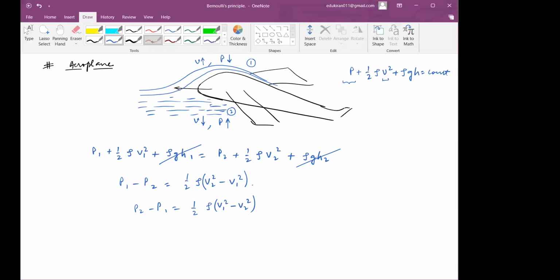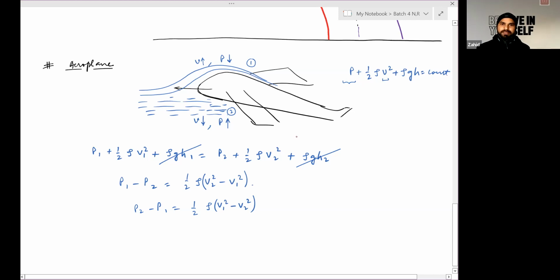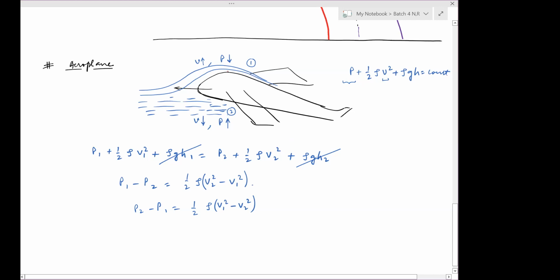Yes, sir. So why are we neglecting those rho gh? Since we are considering that there is not much difference in the level of height for these two different ends. They are quite comparable.